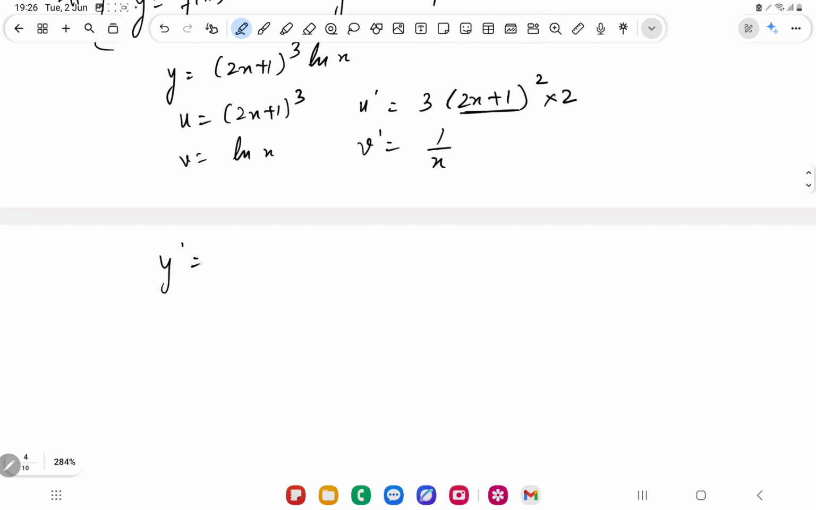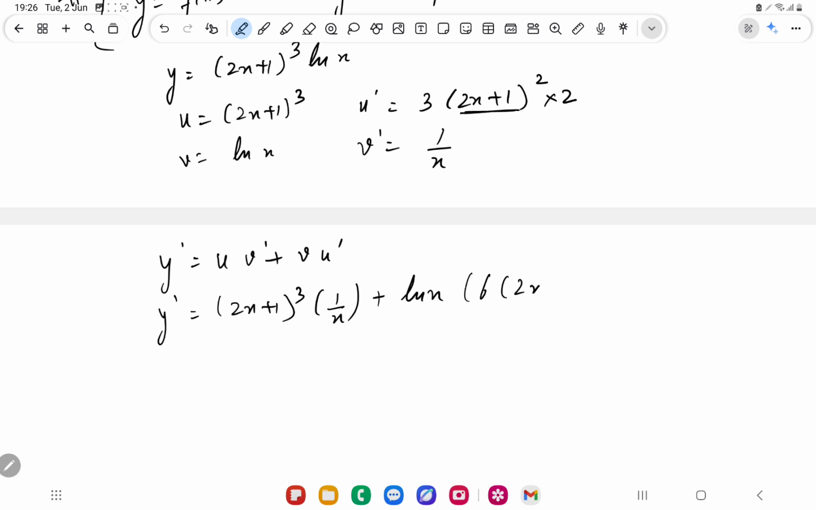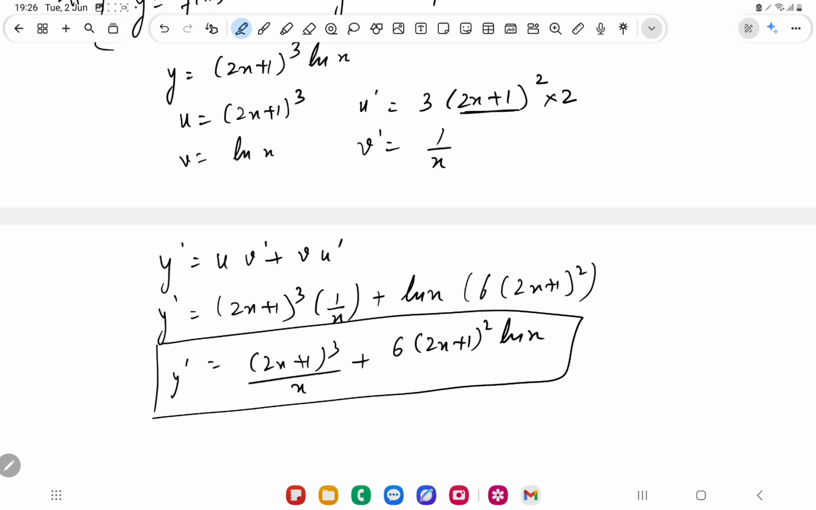Now I need to simply write u v dash plus v u dash. So my u is (2x plus 1) whole cube, v dash is 1 upon x, plus v is ln x, and my u dash is 6 into (2x plus 1) whole square. So now we can simplify and write it like this: 6 (2x plus 1) whole square into ln x. So this is my y dash. I have used the product rule as well as the chain rule in this.